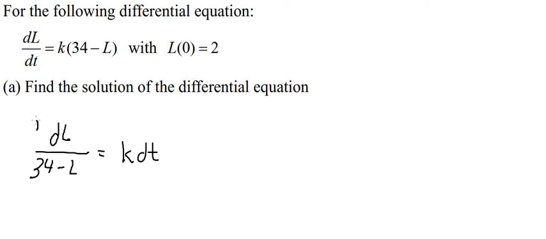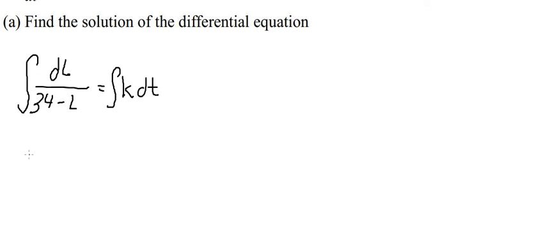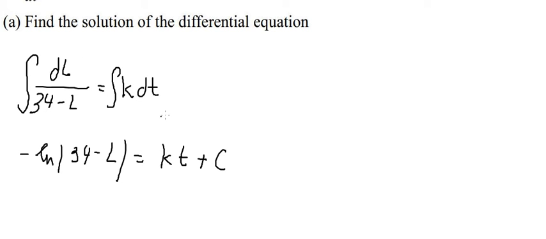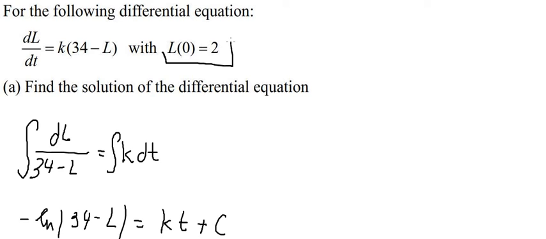Next, we put the integration for both sides. This one, we will have negative ln of the absolute value of 34 minus capital L. This one, we have kt plus c. Now, we have the condition in here.